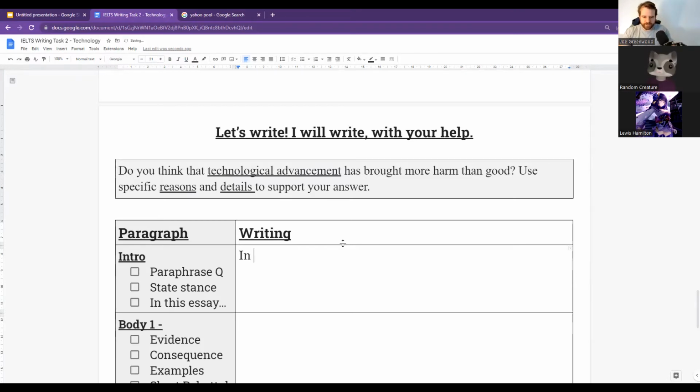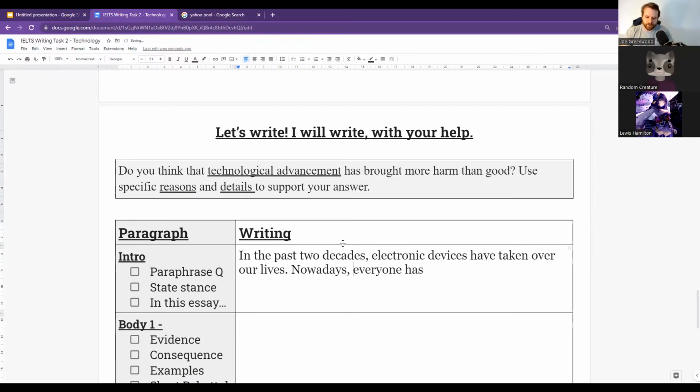Okay, so let's say, in the past 2 decades, electronic devices have taken over our lives. Okay, good. Taken over our lives. Nowadays, pretty much everyone has one. Almost everyone has a smartphone, and they are integral to almost every aspect of our lives.